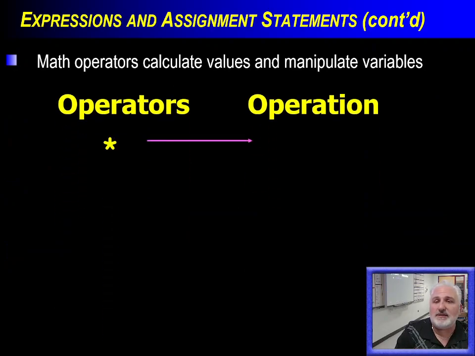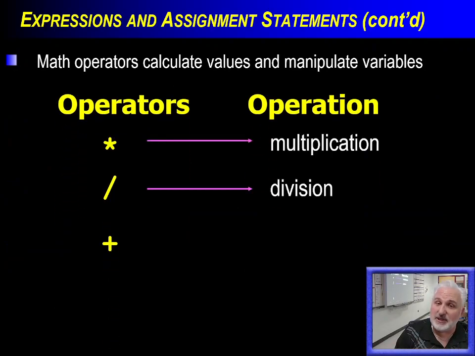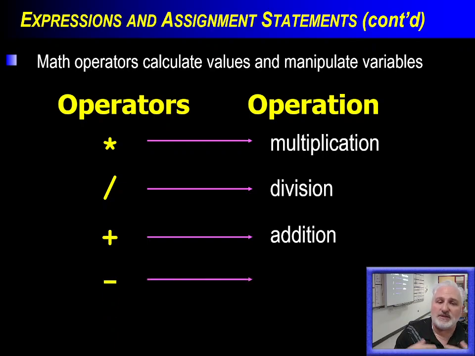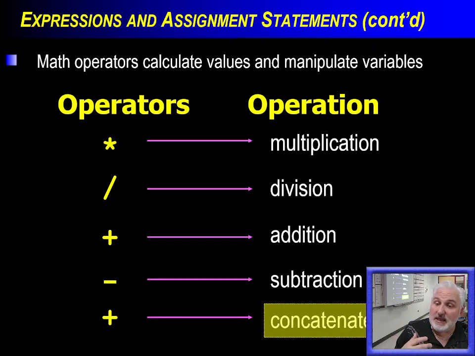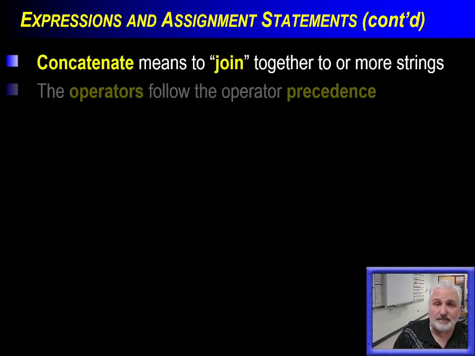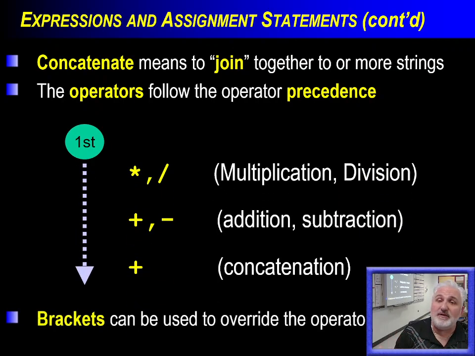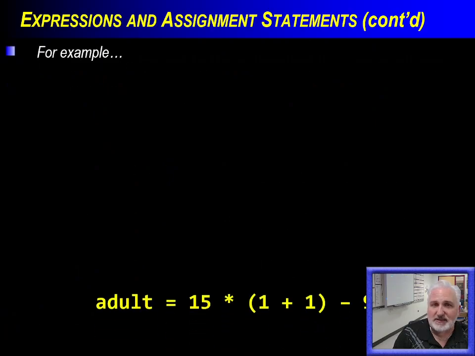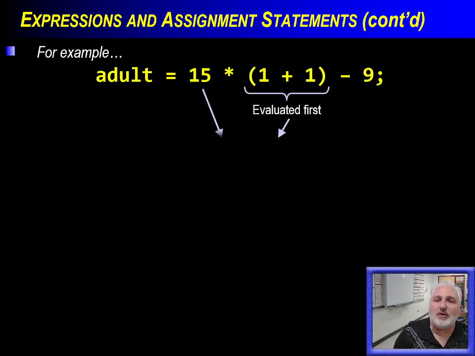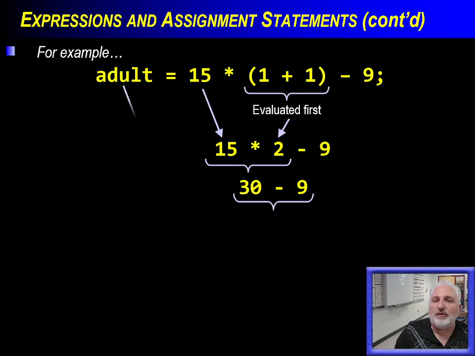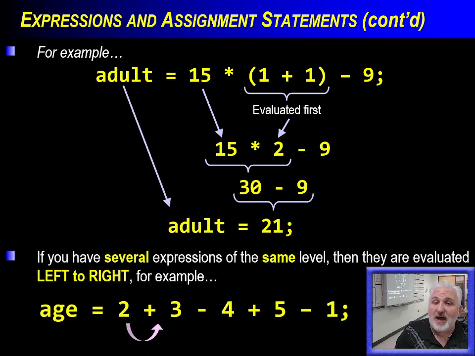Math operators are used, like multiplication, division, addition, and subtraction. You can also sometimes use the addition sign to concatenate two string literals. That doesn't mean to add them, it just means to join them together. Okay, there is a precedence value as there is in math. So multiplication and division is always done before addition and subtraction, and that can be overridden with brackets. For example, as you see in this equation, the brackets are overriding the precedence order of the mathematics.